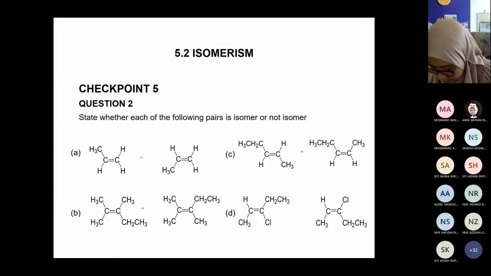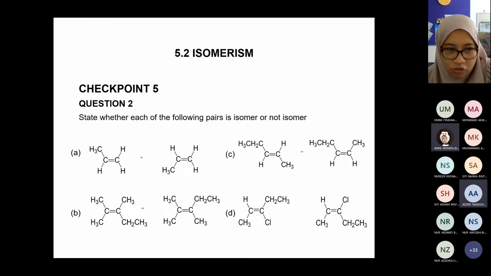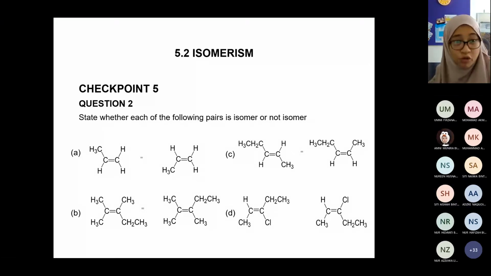How about the rest? No, madam. Sorry? Yes or no? No. No. Okay, so we have yes, we have no. Okay, how about others? The rest? No. No. No, madam. Okay, alright. So the answer is no. We don't have isomers. We don't have geometrical isomers for this one.